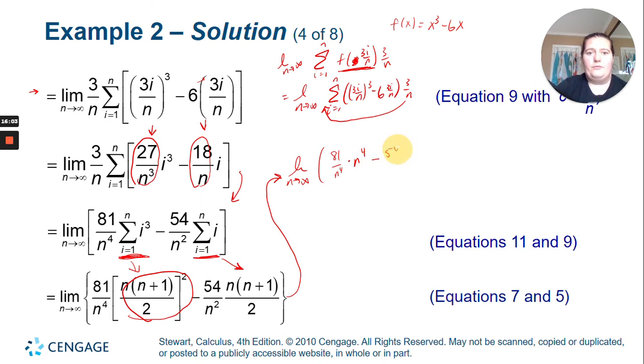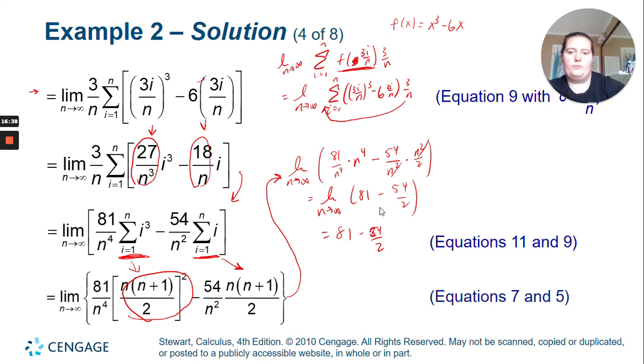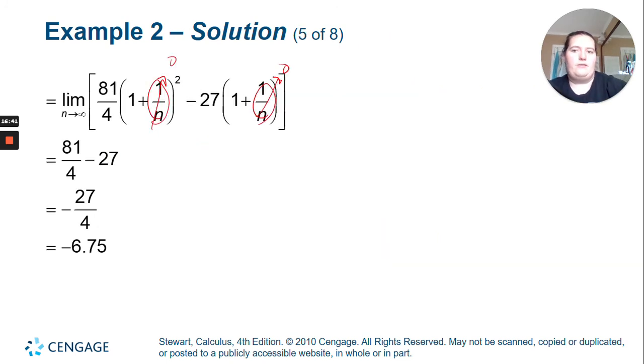For my second term, I get 54 over n squared. I have that 2 on the bottom. We're going to keep that. The highest power of n, if I were to go ahead and multiply that, would be n squared. So I got n squared over 2. 81 over n to the 4th times n to the 4th is 81. These n squareds cancel, so I get 54 over 2, which is exactly the same answer that we got before. So 81 minus, what was it, 54 over 2. So we had the same answer. Negative 6.75.